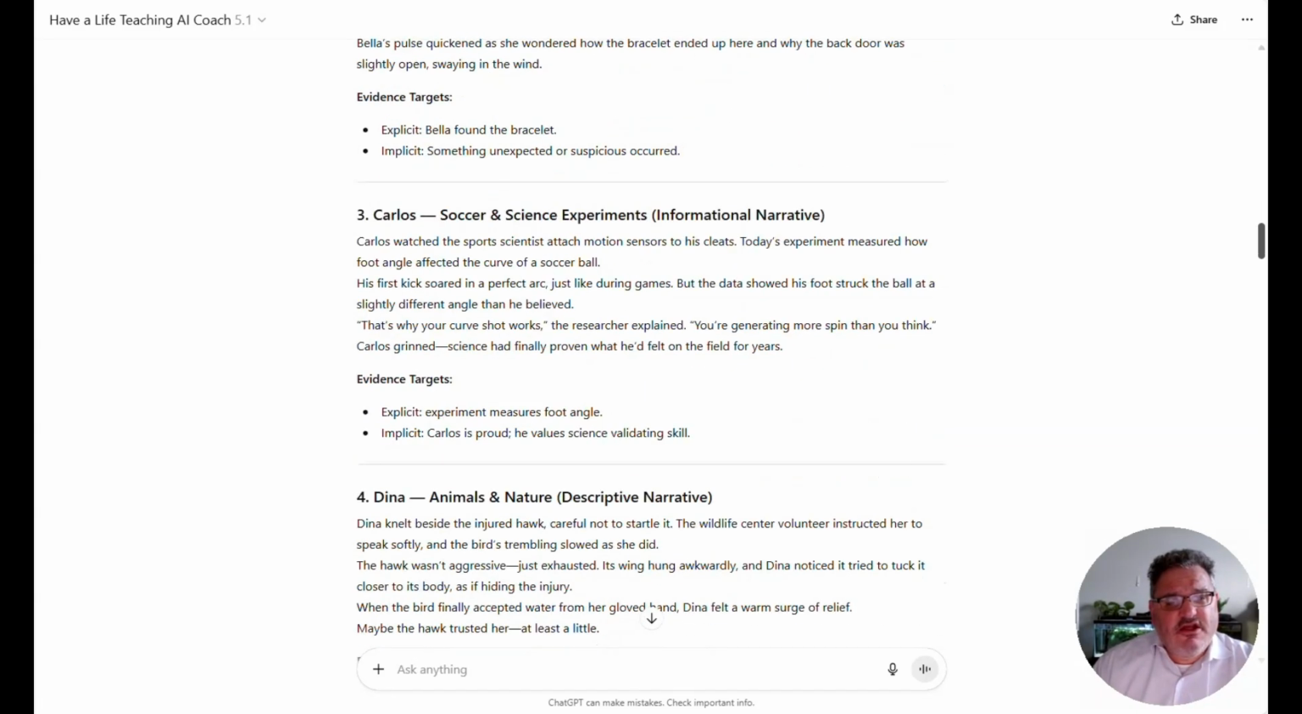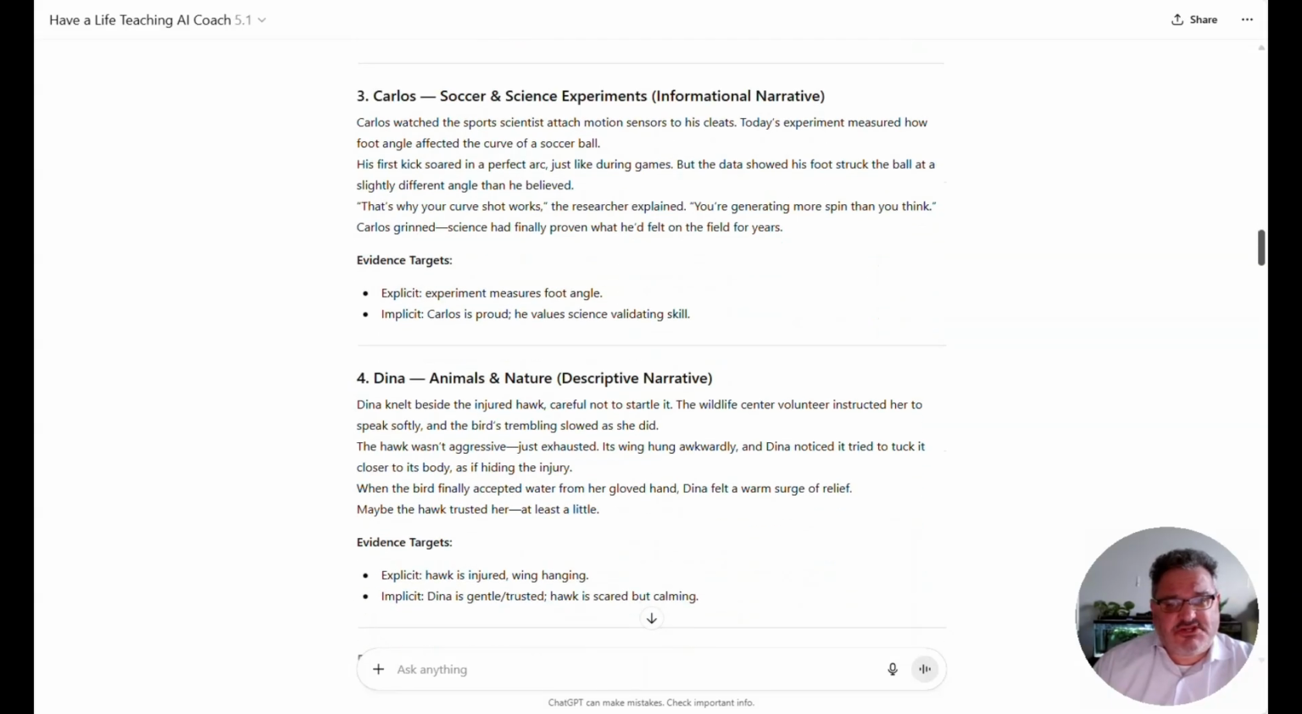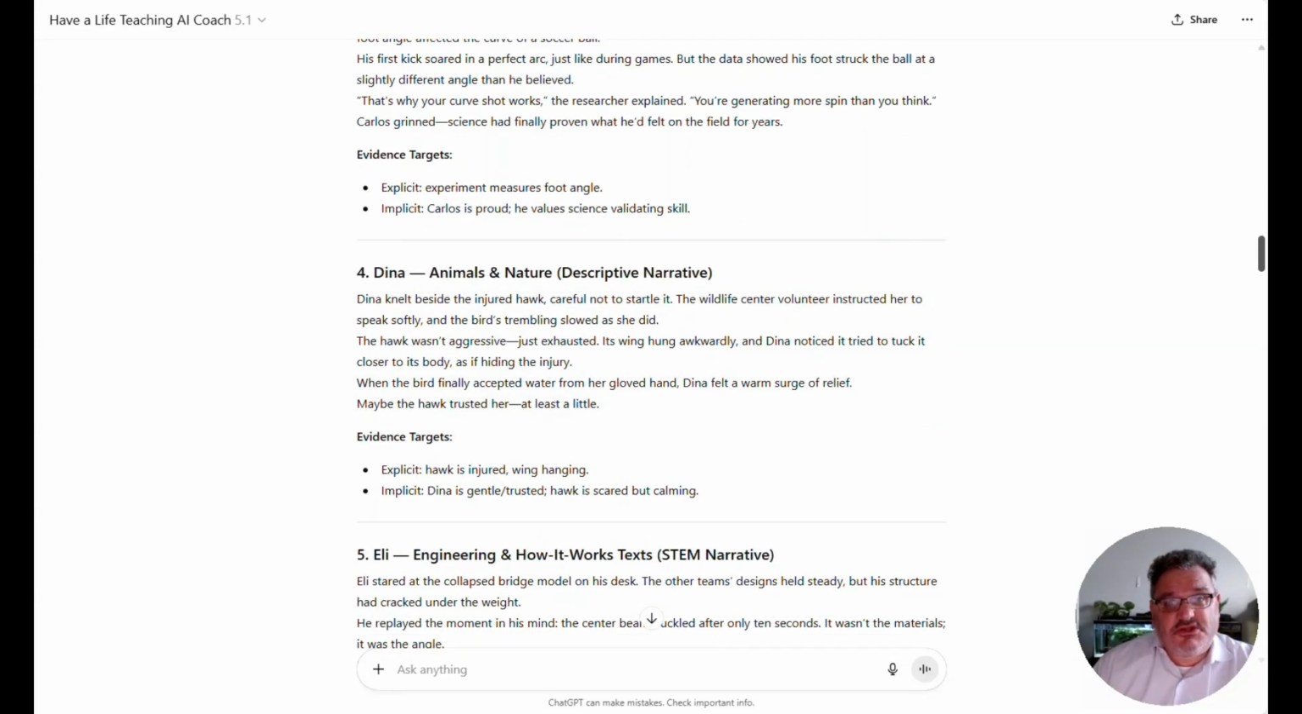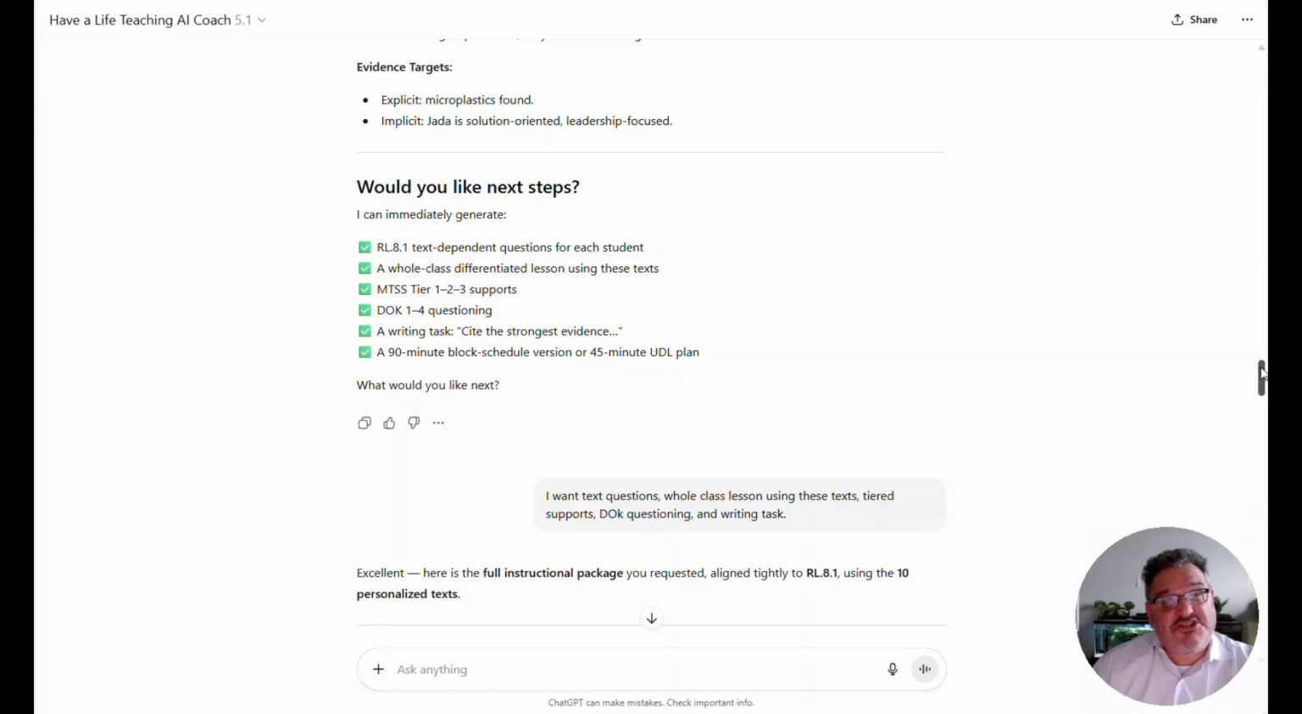You could see they're in all different interest areas. So hopefully the students will be more engaged simply because it's a topic that they're interested in and they could see themselves reflected in the learning. It foreshadowed what I was going to ask it. So it asked me if it should create text-dependent questions for each student based on citing text evidence, whether or not I wanted a whole class differentiated lesson using each personalized text.